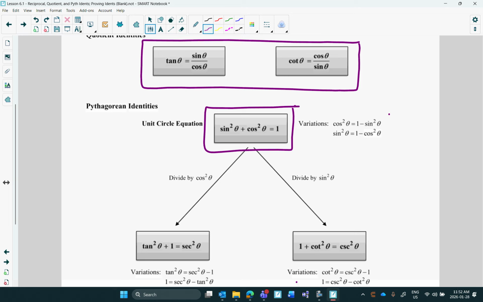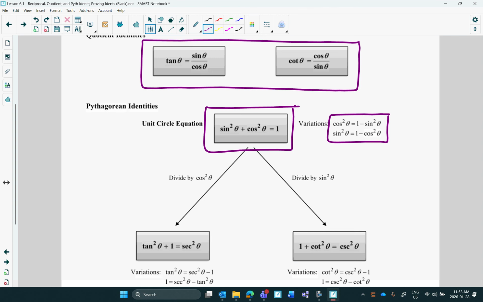And you also really want to know these. These are what happens when you manipulate this. If I took cos squared theta over to the other side, I get 1 minus cos squared theta. I get this. If I took sine squared theta over to the other side, I get 1 minus sine squared theta, or this. Unfortunately, this is the only one you get on your formula sheet. The remainders, you do not.